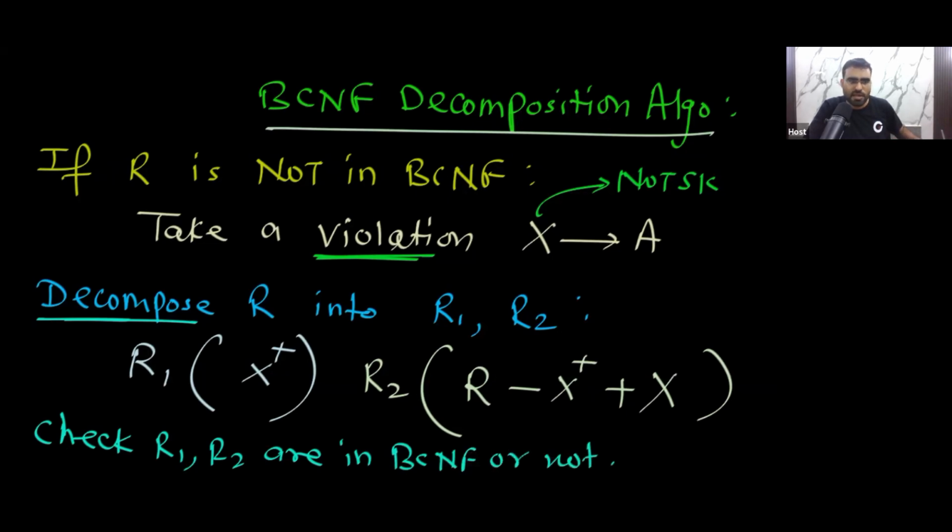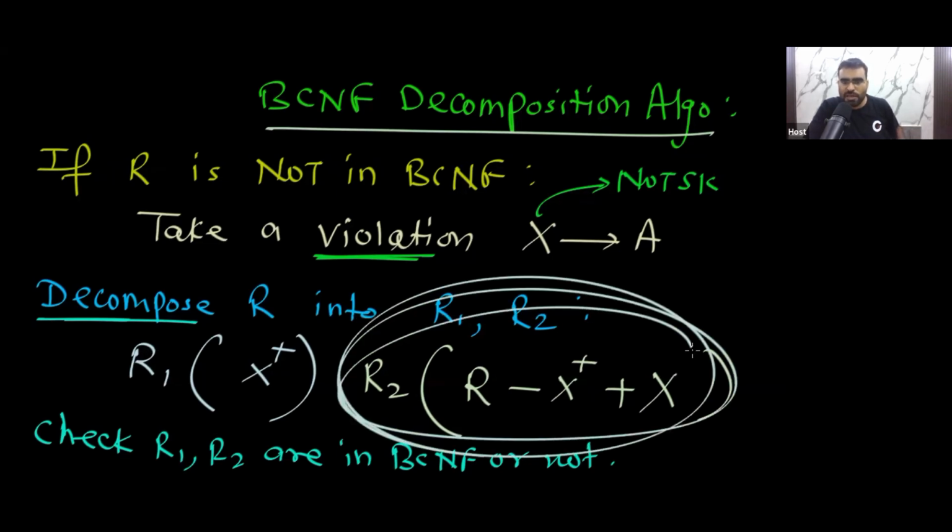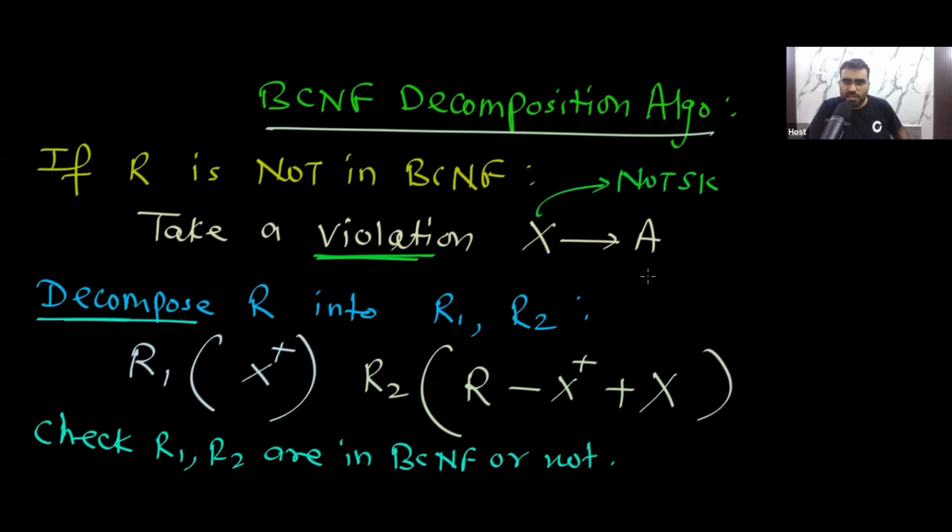Okay. Is this clear? If they are not in BCNF, then what will you do? If any of them is not in BCNF, for example, if this one is not in BCNF, then repeat the same procedure. Very simple. Then again decompose, then further decompose.